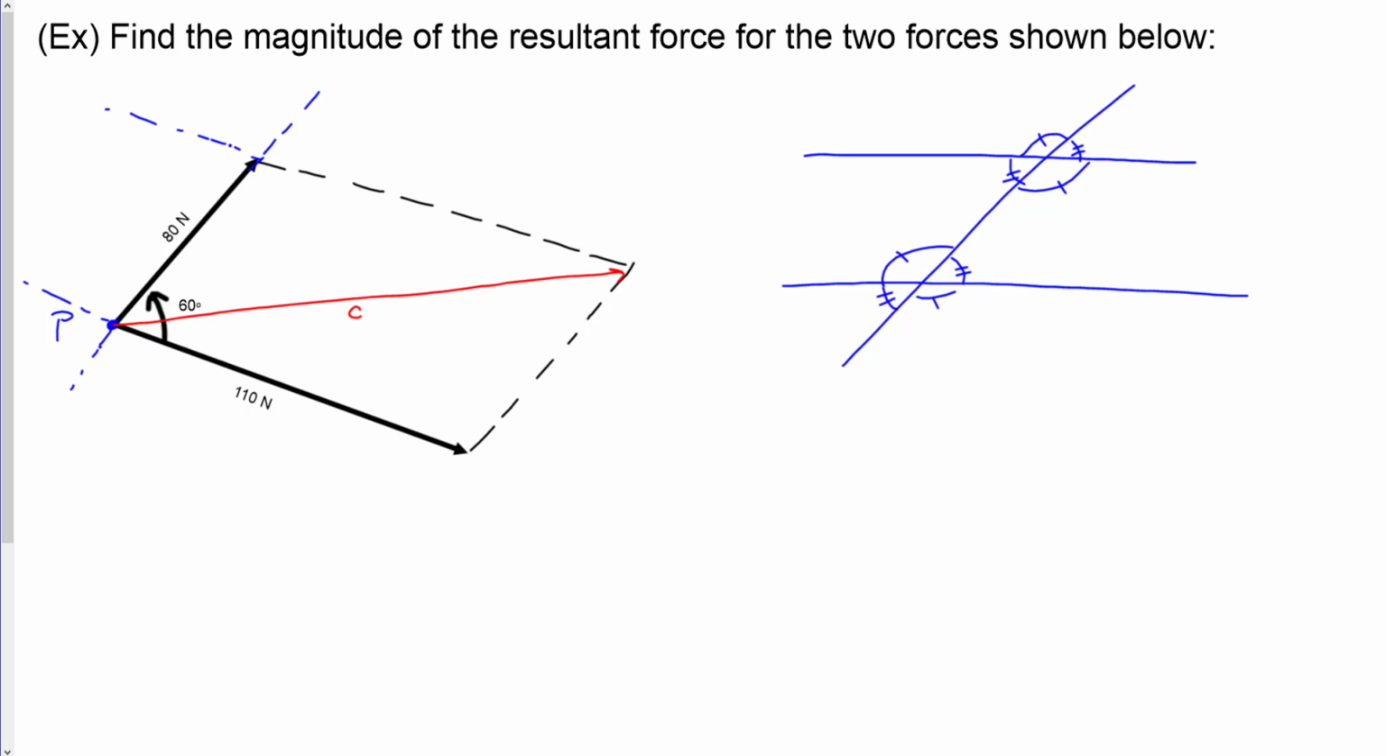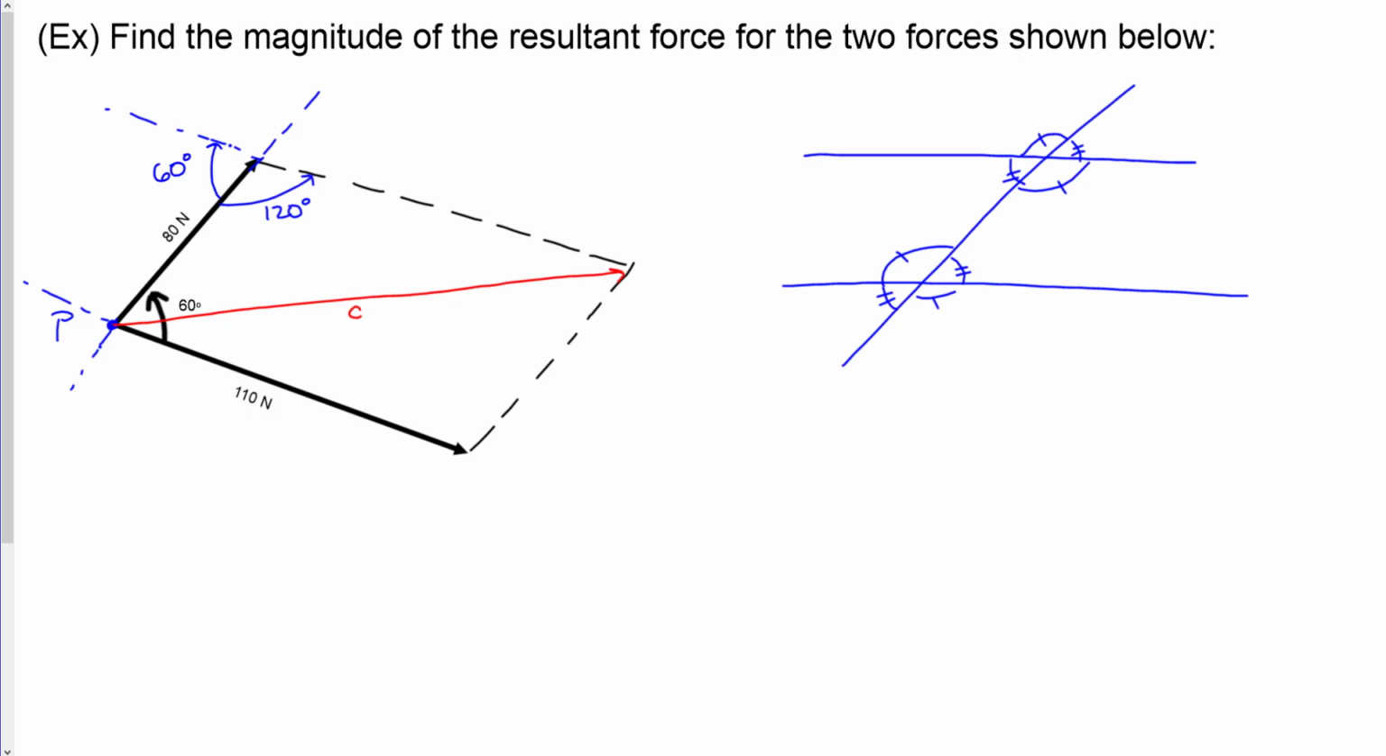So what that means is this 60-degree angle is equal to this 60-degree angle. And if you know that that's 60, then you also know that this is 120 degrees. So keep that in mind when you're solving problems. A lot of problems are solved using that trick of opposite angles through a transversal being equal to each other.